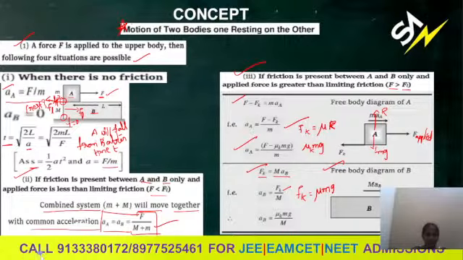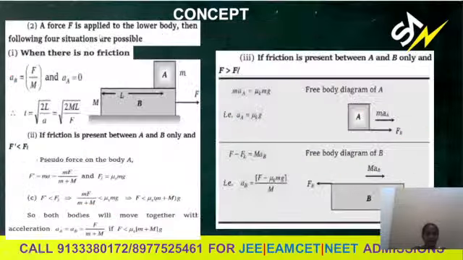These are the three cases. Next, force applied on the lower body, then the following situations are possible. You can see here, when there is no friction, then on whichever block force is applied, that body will accelerate. So acceleration of B is equal to applied force by its mass, and there is no applied force on A, so it will be at rest.